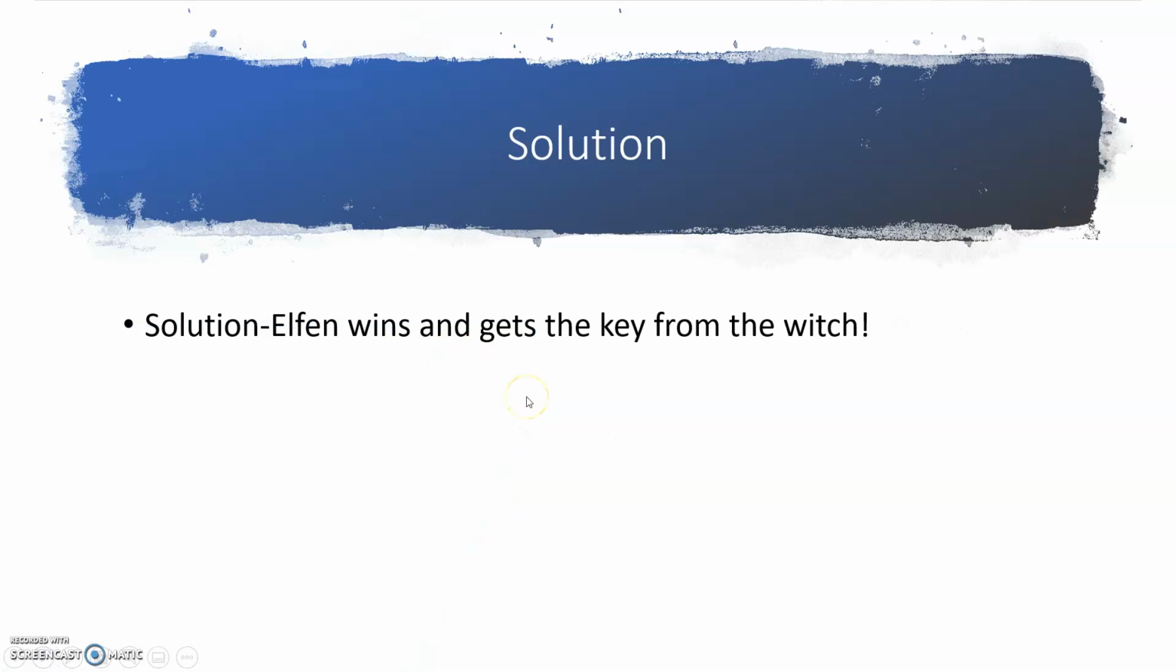And last is my solution. Elfrin wins and gets the key from the witch to unlock where the princess is locked in the old house, and he gets her.